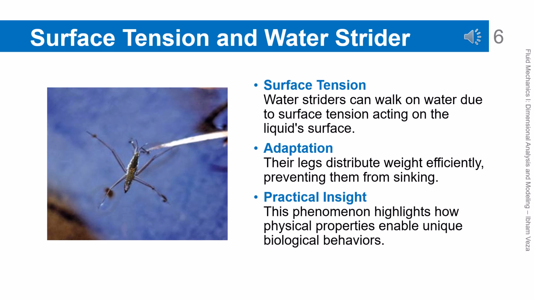Surface tension and water strider. The phenomenon of insects walking on water shows the important role of surface tension in fluid mechanics. Surface tension acts like an elastic membrane that can support light loads. The distribution of weight through the insect's legs prevents penetration into the water. This example connects abstract fluid properties with real natural phenomena. It also emphasizes that certain physical parameters can dominate system behavior at small scales.